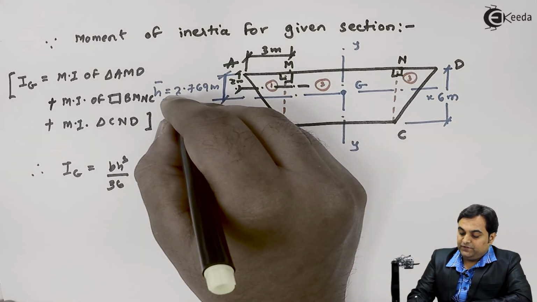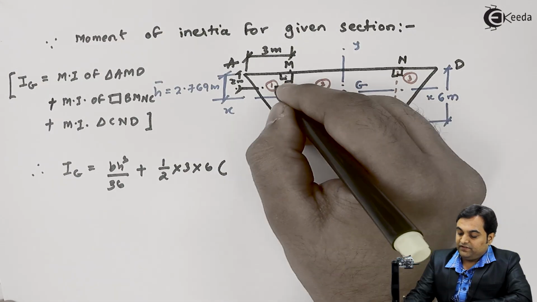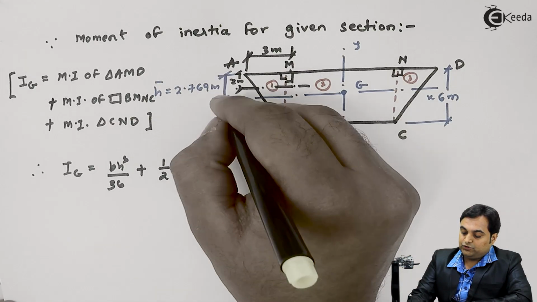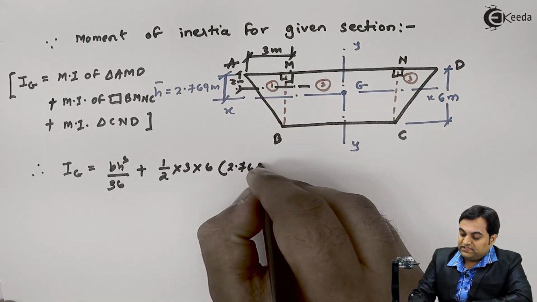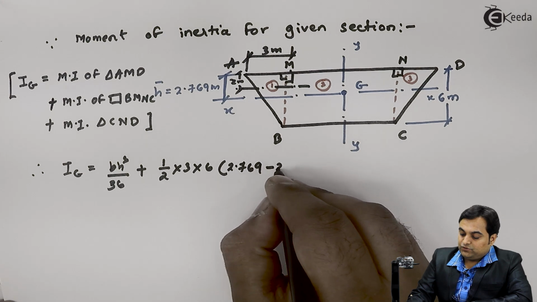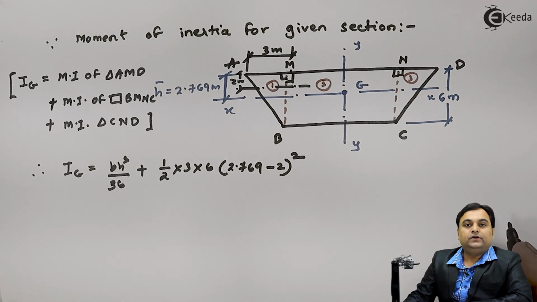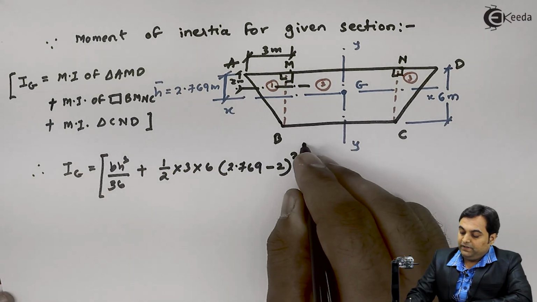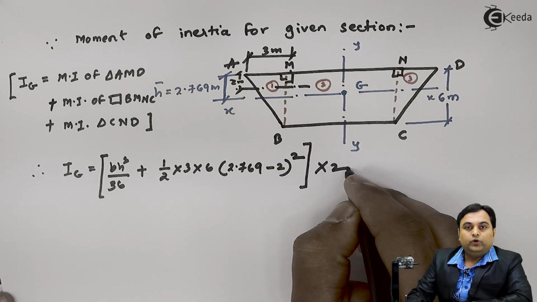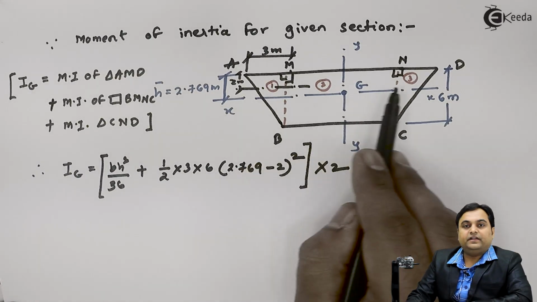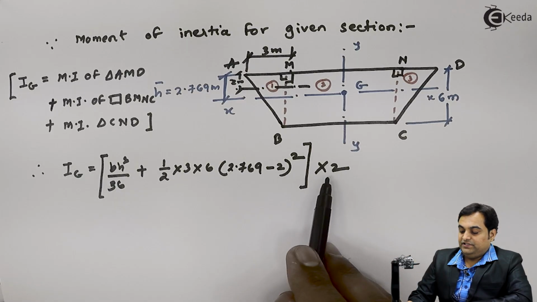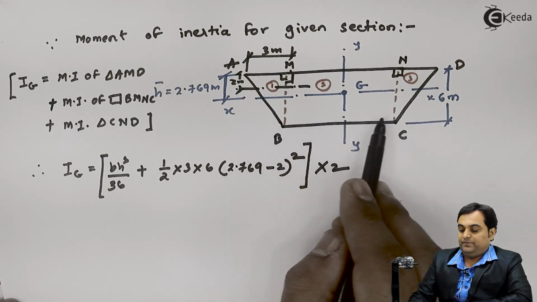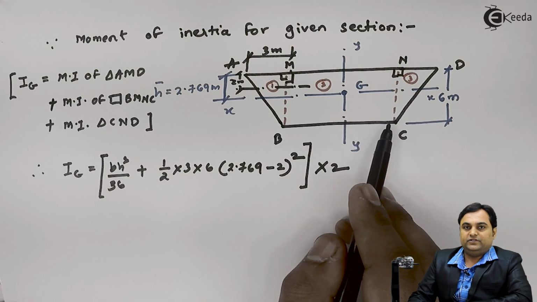Now h is the distance between these two axes, as we can see, the axis of the triangle and the axis of this trapezoidal section. So it is 2.769 minus 2, and it is whole square. Now here I will multiply this entire term by 2 because on both the sides we have a triangle of the same dimensions. So we can easily find the moment of inertia for one triangle and multiply it by 2 to get the answer for the second as well.